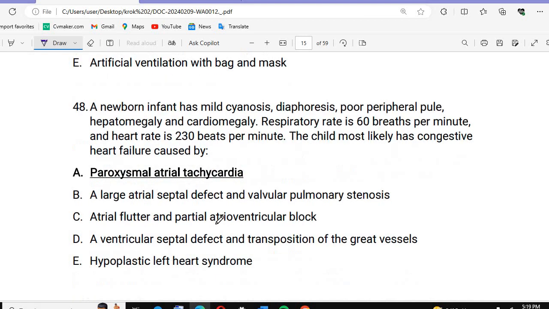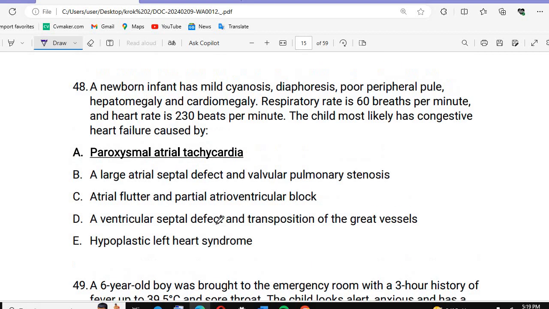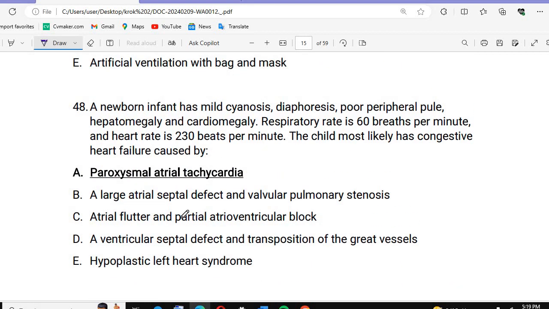Now, a newborn baby has mild cyanosis, diaphoresis, poor peripheral pulses, hepatomegaly or cardiomegaly. Respiratory rate is 60 breaths per minute, so respiratory distress is there. Heart rate is 230 per minute. The child most likely has congestive heart failure.